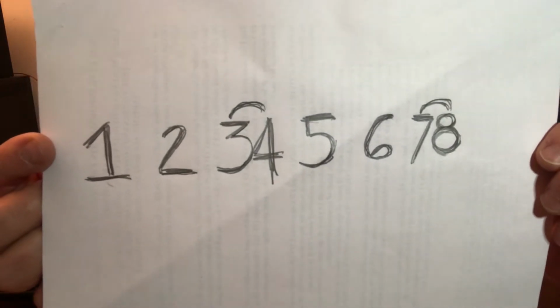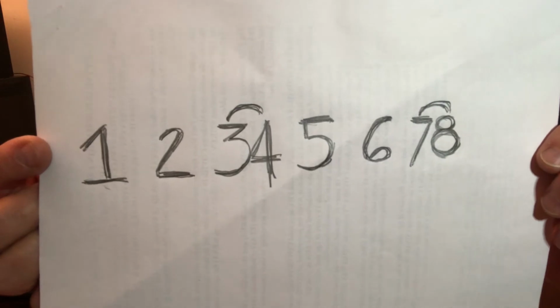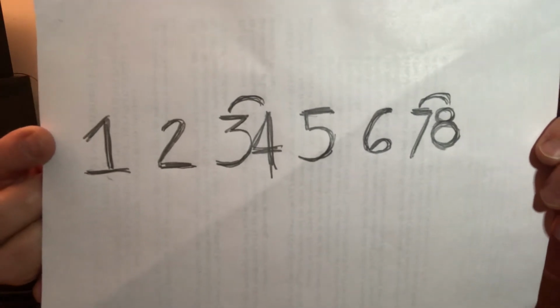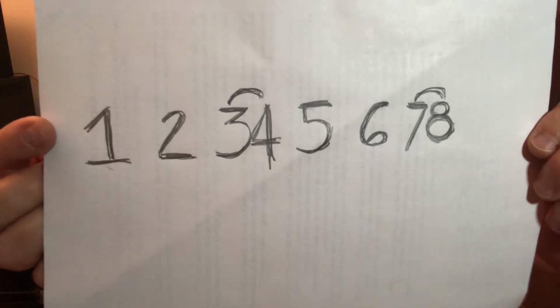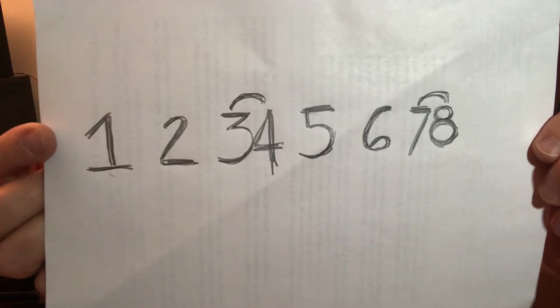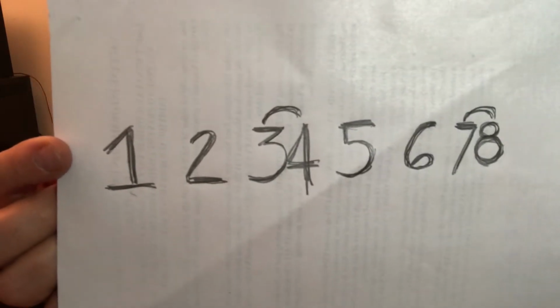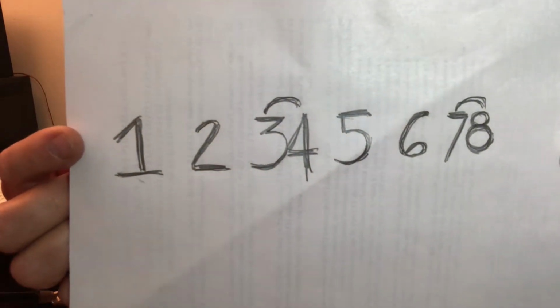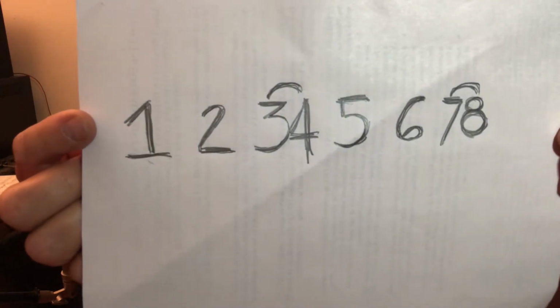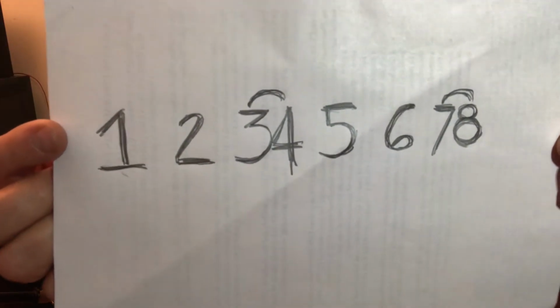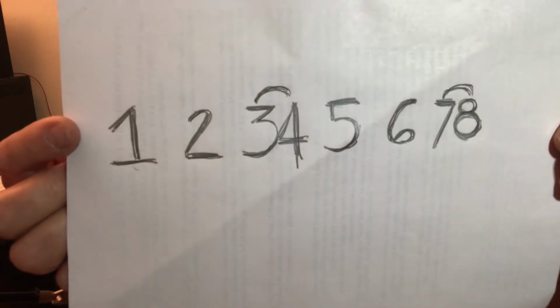Between 4 and 5, whole step. 5 and 6, whole step. 6 and 7, whole step. 7 and 8, half step. That's 1 fret. So they're all whole steps, but half steps between 3 and 4 and 7 and 8. Now, another thing you can notice is if you look at 1, 2, 3, 4, and then you look at 5, 6, 7, 8, they're identical.